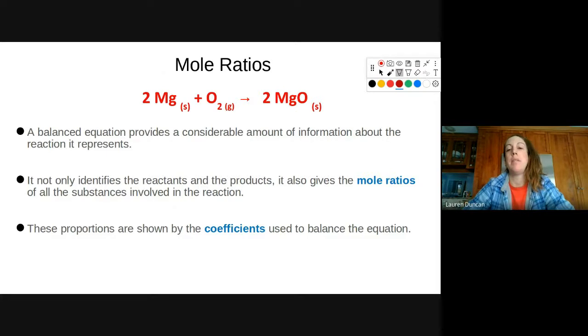So write down mole ratios and coefficients, and then let's talk about it. So I'll just pause a second. Mole ratios, coefficients, and then we'll go from there.